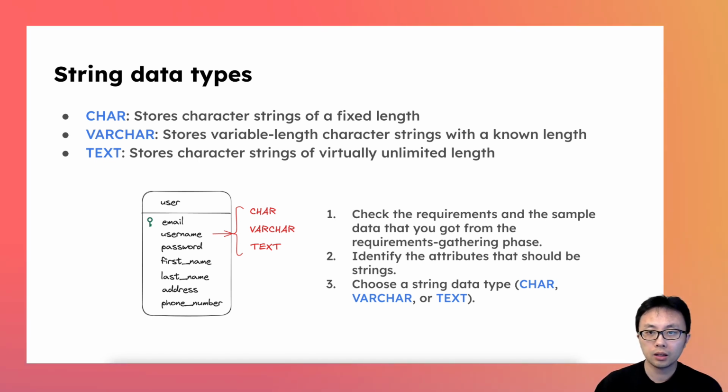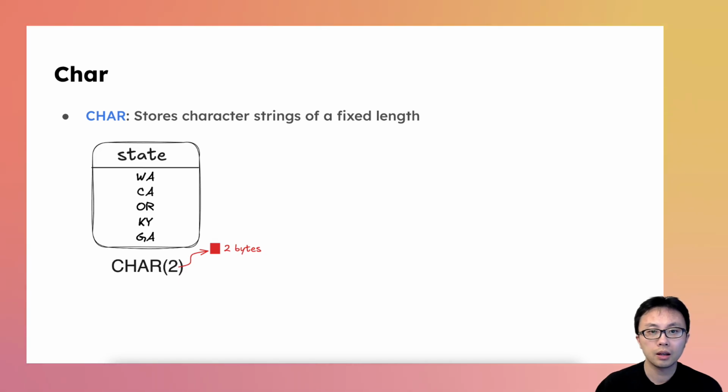Now, let's look at each of the string data types more closely, starting with CHAR. CHAR stores strings of a fixed length, as you can see here from this example. If you have a column representing codes of states in the US, each code will be exactly 2 characters long, and you will use CHAR(2) to represent its size. The 2 that is wrapped in the brackets indicates that this column will occupy exactly 2 bytes.